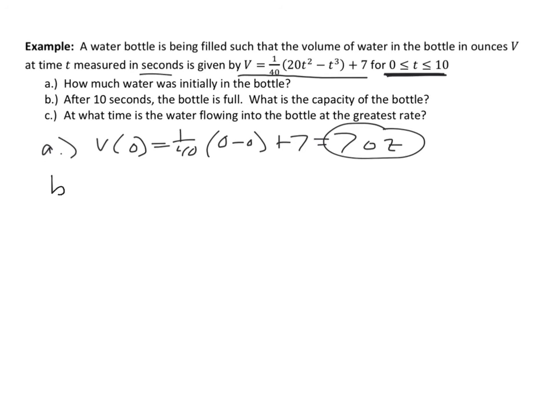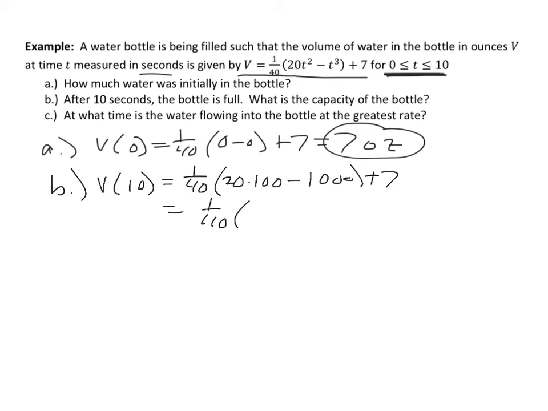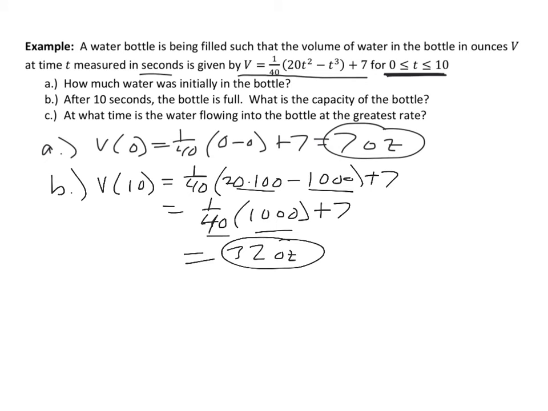Part B, after 10 seconds, the bottle is full. What's the capacity of the bottle? Really the same kind of thing as in part A. We're just plugging in 10 and seeing what we have. So this would be 1/40 times 20 times 100, that's 2,000, minus 1,000, plus 7. So this is 1/40 times 1,000, which is 25, and 25 plus 7 is going to be 32. So 32 ounces is the full capacity of the bottle.